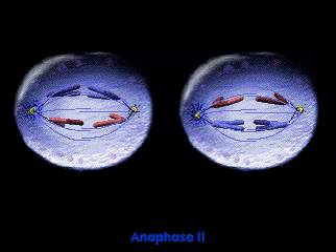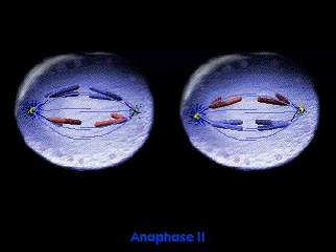Note that whereas the first meiotic division involved a separation of homologous chromosomes, the second meiotic division involves a separation of sister chromatids.